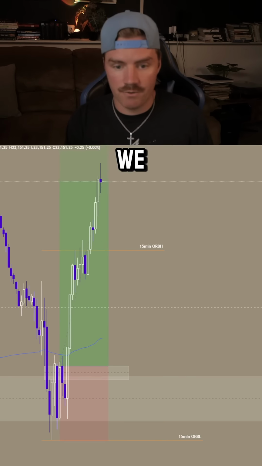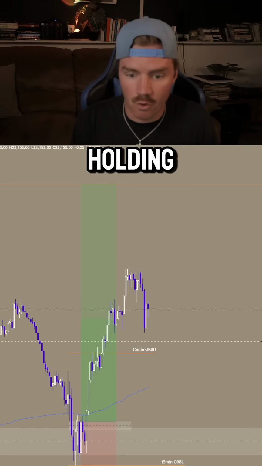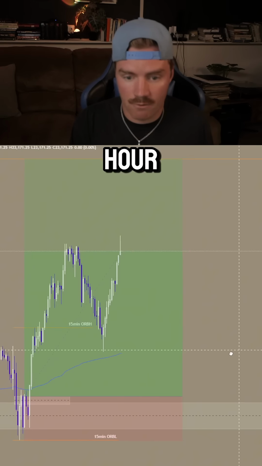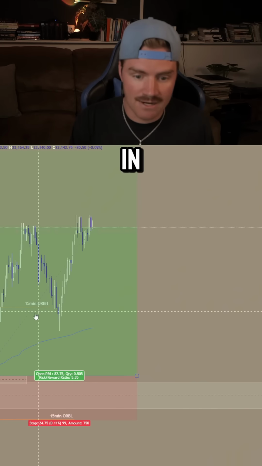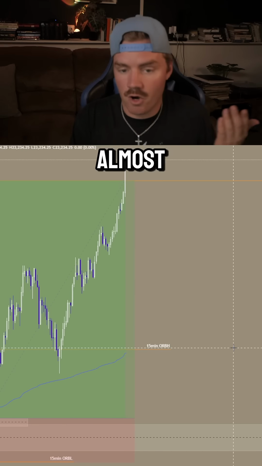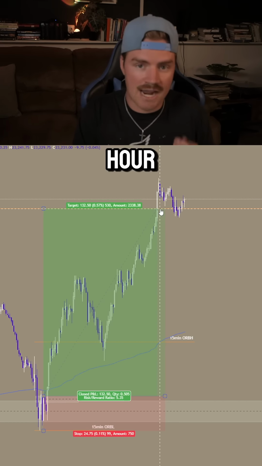We have our inversion. Now we break out of the ORB. We have our first TP at this swing high, and now we're just holding until we can see a full TP all the way up at that 4-hour swing high. Right there, we could have added in off of VWAP in the retest of the ORB high level. And we're almost there. Just like that, we hit full TP. And this all happened within the first hour of market open.